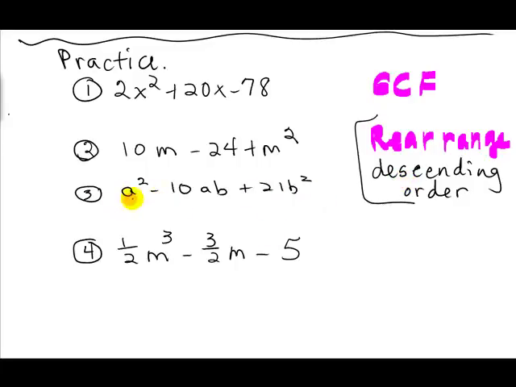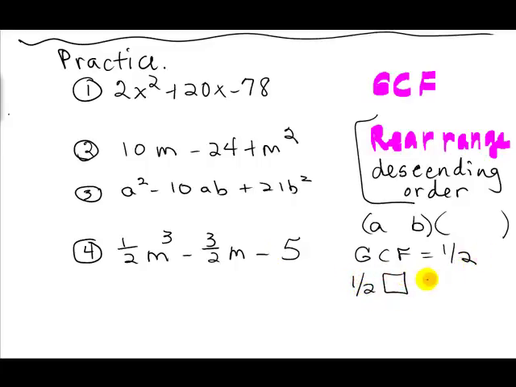For number 3, you have a squared in the front, b squared in the end. So when you set up your binomials, you'll have a in the front, b at the end. For number 4, it probably scared several of you when you saw the half. That is your GCF. So you have to figure out what's going to go here when you factor out the GCF. So think of this. A half times what equals 3 halves?